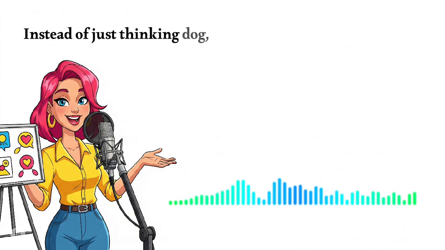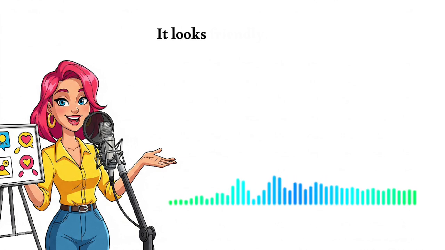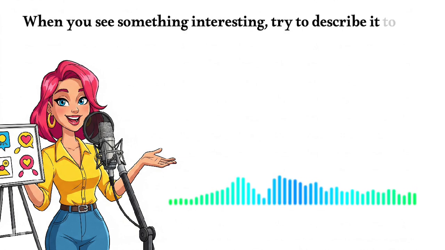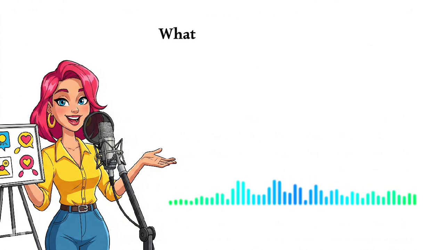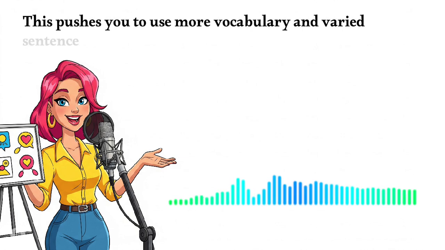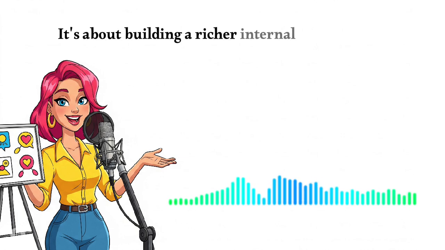Instead of just thinking dog, think that's a big, fluffy dog. It looks friendly. When you see something interesting, try to describe it to yourself in English. What color is it? What texture? What's it doing? This pushes you to use more vocabulary and varied sentence structures. It's about building a richer internal narrative.